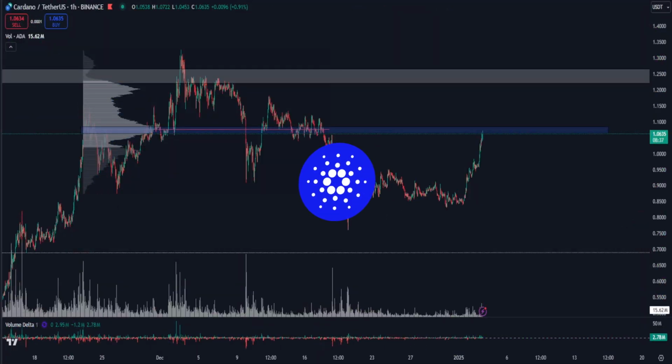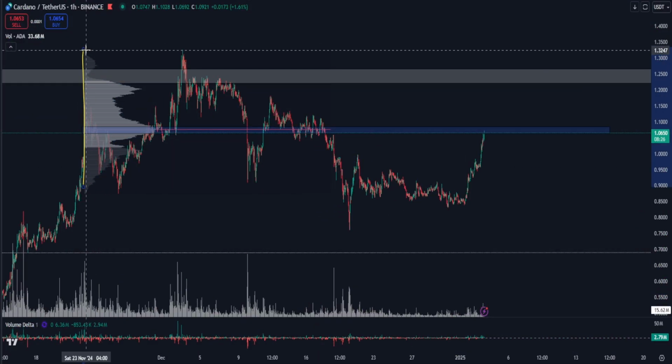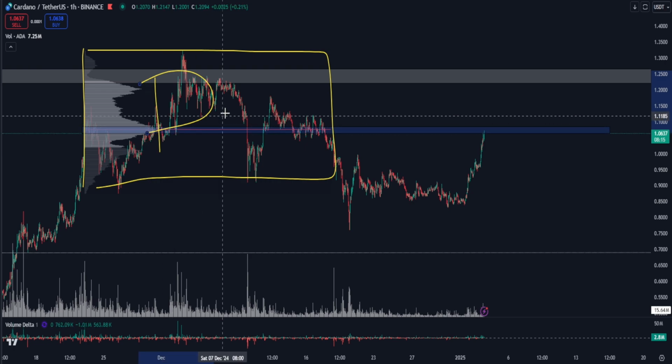Now, moving on to Cardano, it also provides us with significant insights, as we can see here. On the left, we have a structure that has formed a bearish distribution process. Who participates in a distribution process?